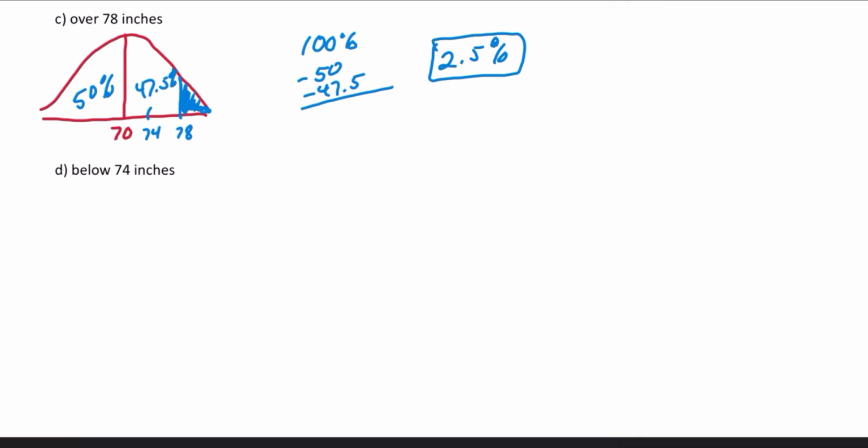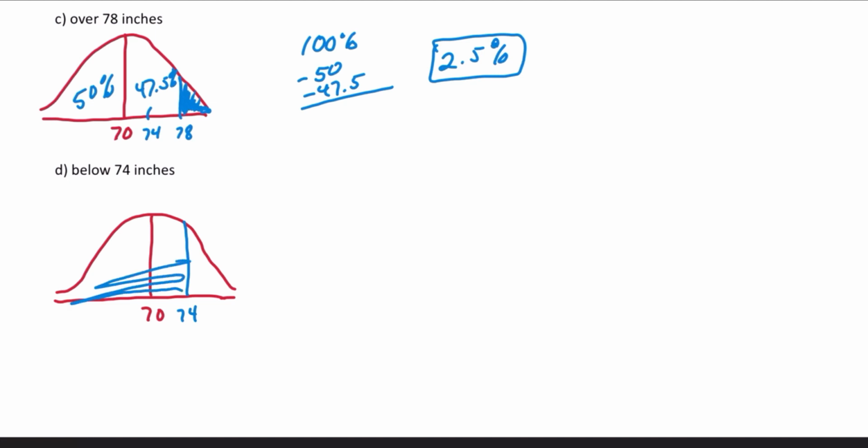And in our last example, we're looking for below 74 inches. Again, we'll start with the mean at 70. And we want to go up to a standard deviation. Remember, 1 standard deviation is 4 inches. And we want to be below 74. Again, we can break this up into different parts. We know that this half is 50%.